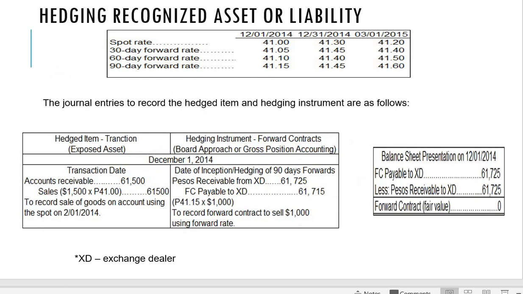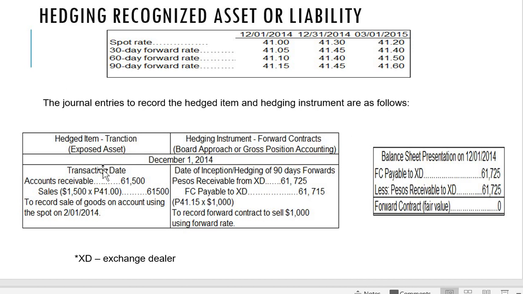So how do we record this transaction? Again, our hedge item is an exporting transaction. We have an exposed asset, so we have a receivable, and we use spot rates. So for changes in spot rates, if the spot rate increases, that's a gain. If the spot rate decreases over time, that means loss.